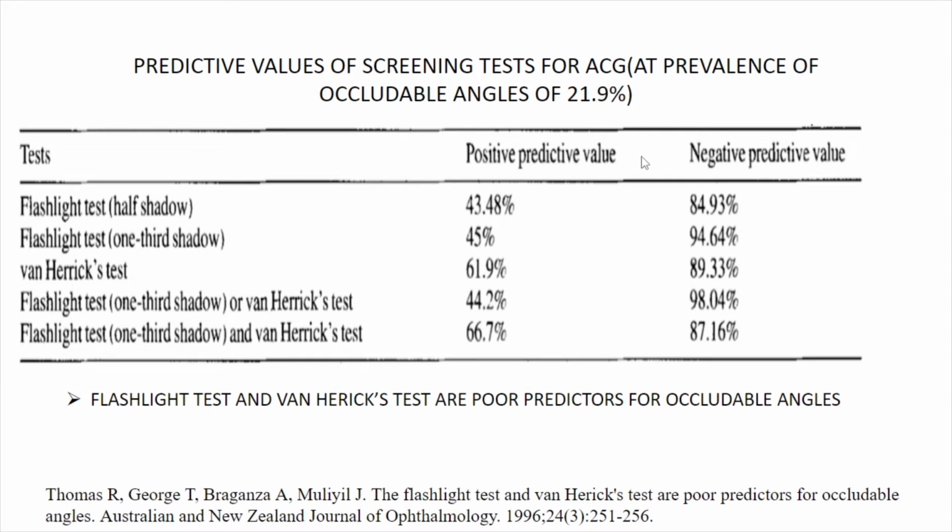Can one of the fellows tell me how you will interpret this data? How we actually use this information in day-to-day practice. Or will you volunteer? The negative predictive value of Van Herrick's test is high. So, in routine slit lamp clinical evaluation, if Van Herrick's grade is 3 or 4, we don't do a routine gonioscopy because it can rule out an occludable angle.